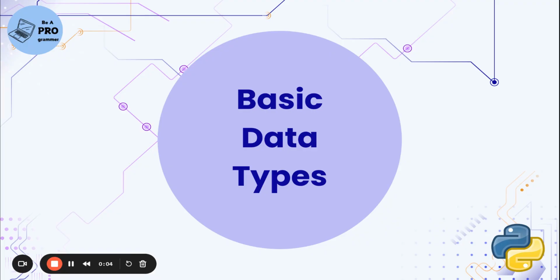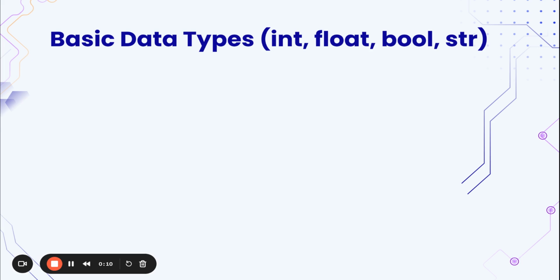Hi, today we are going to talk about basic data types in Python. So what are basic data types? They are integers, floats, booleans, and strings. And these are the short forms over here.